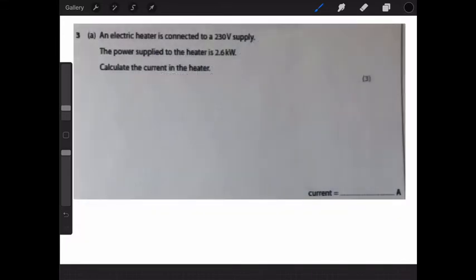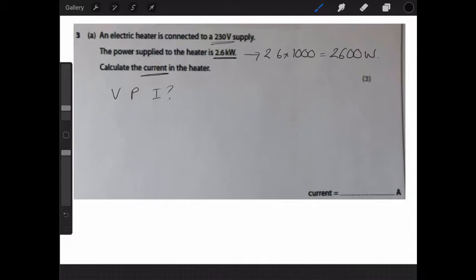So if we have a quick look at this question, just in case you wanted a bit of extra help, we are told that we've got 230 volts here. So that's our potential difference. We are also told that the power is 2.6 kilowatts. So we need to convert that power into watts. Notice that straight away. So a kilowatt is 1,000 watts. So we've got 2.6 times 1,000 here, which is 2,600 watts. And we've got to calculate the current in the heater. So we know V, we know P, and we're being asked what I is.